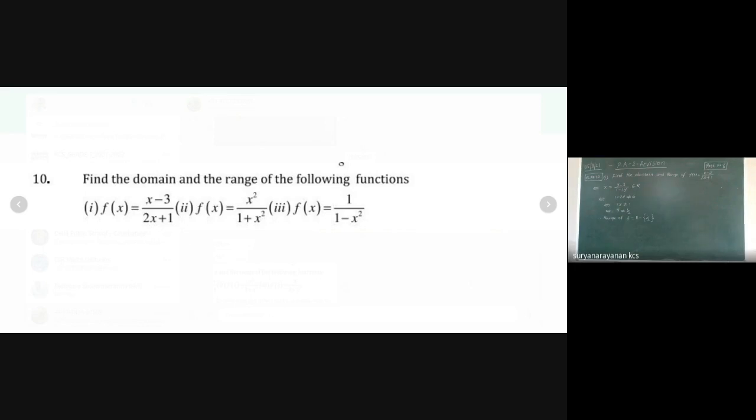Take the screenshot of this page number 6. Take the screenshot of this page number 6. Okay, my children.